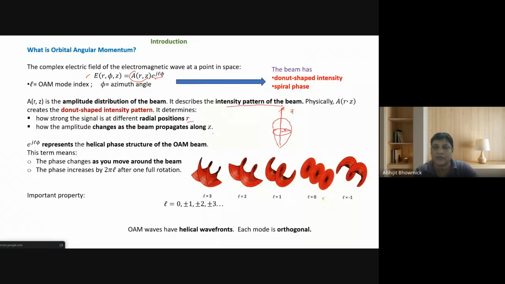When l is equal to 2, there are two circular rotations. When l is equal to 3, there are three circular rotations. You can find that waves have a helical wavefront, and the modes are orthogonal to each other. So the key takeaway here is that these beams have a helical structure, there is a possibility of multiple wave modes, and the modes are orthogonal to each other.